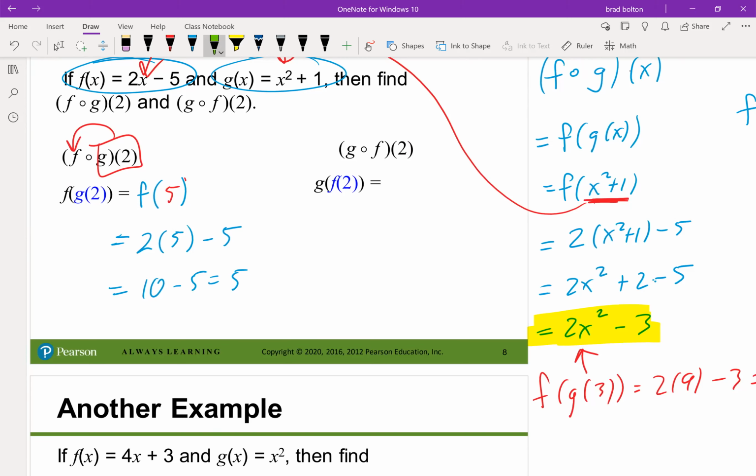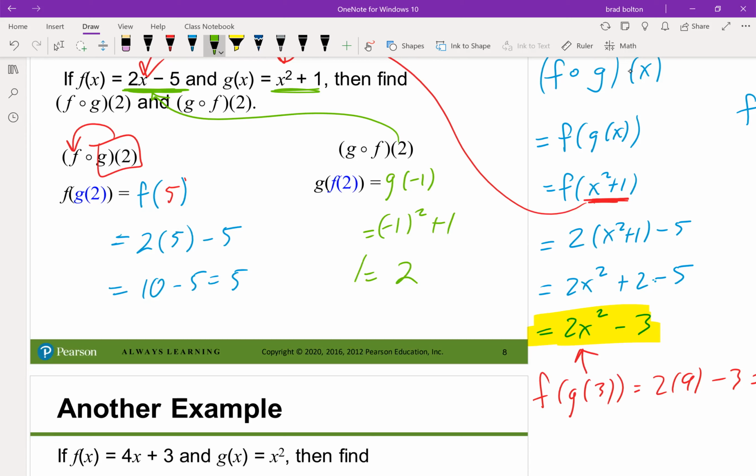g of f of 2 means first find f of 2, right? So f of 2, if I plug 2 into here, I'm going to take 2 and plug it into there. That would be 4 minus 5, which is negative 1. So that means I'm now finding g of negative 1. Here's g, plug negative 1 in there. I get negative 1 squared plus 1 equals 2. So that's how you can do it.